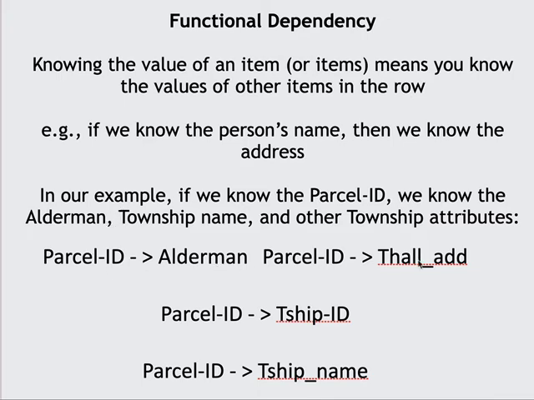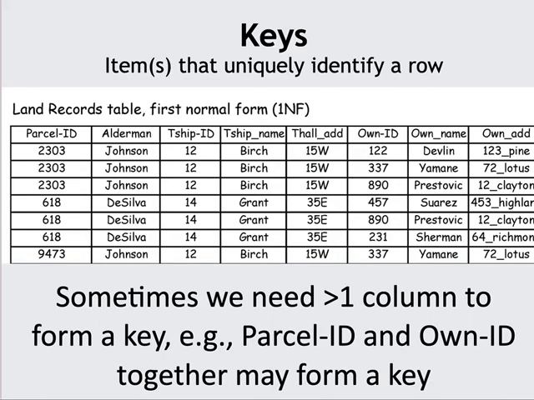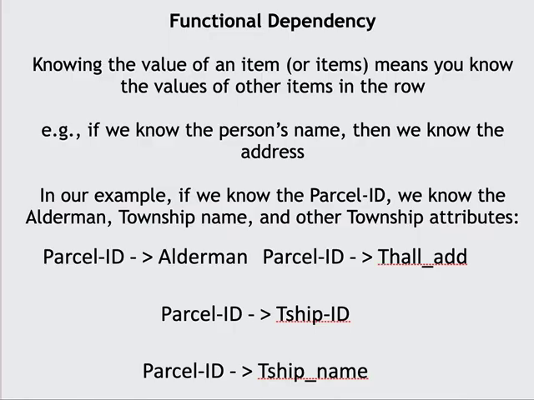If I know parcel ID, I know town hall address. If I know parcel ID, I know township. Parcel ID, I know township name. So look back at the definition of parcel ID and at this table and verify that that's true, that all these things are dependent on parcel ID. So what I can think about is having a parcel ID and then having all this stuff in that table.